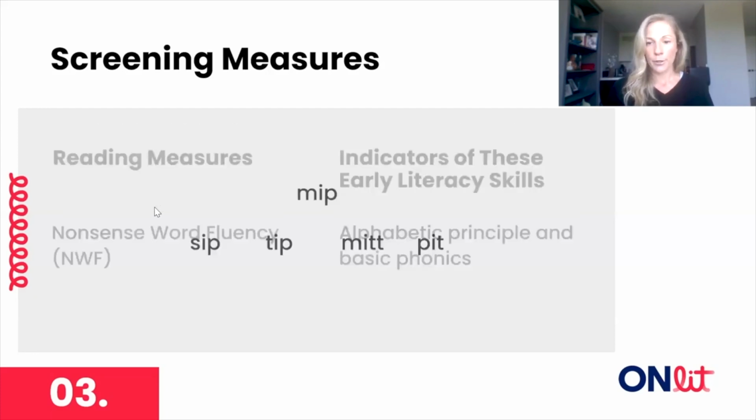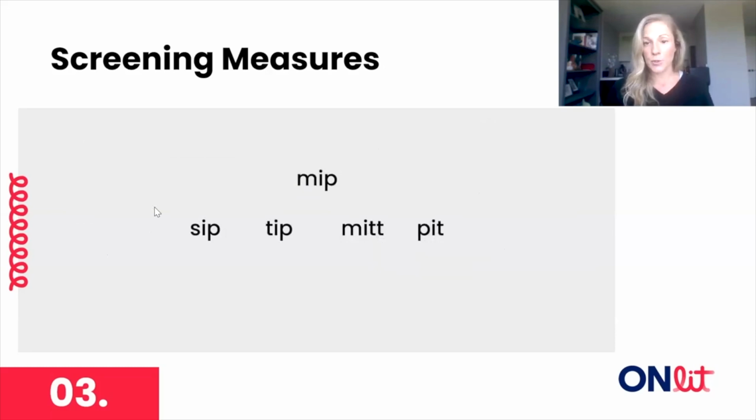For example, I don't need to teach the word MIP. Instead, I would be teaching students about the short I pattern with words like sip, tip, mit, and pit. And if students have a strong understanding of that orthographic pattern, they will be able to read the word MIP on a nonsense word assessment.